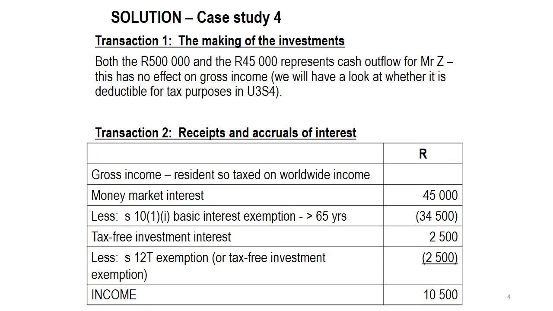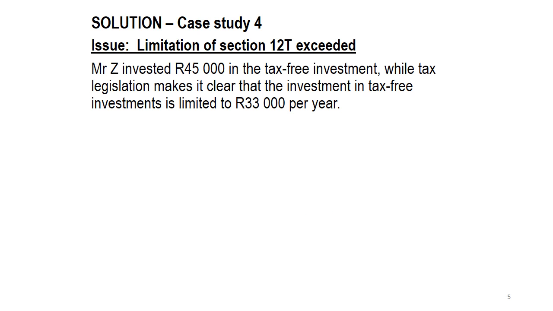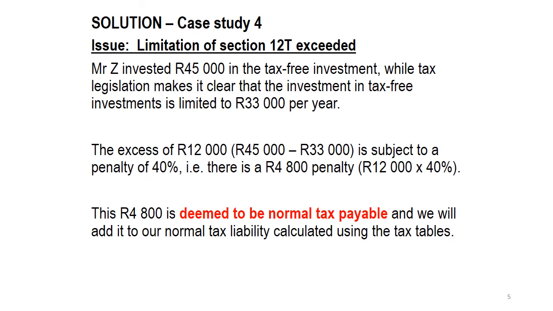In terms of the tax-free investment, the 2,500 Rand, it's not the basic interest exemption that gives this one. It is Section 12T, and we give the 2,500 Rand to leave us with income of 10,500. But we're not done, because the problem is that he exceeded his investment limit of 33,000 Rand per year in terms of the Section 12T tax-free investment, because he invested 45,000 Rand. So we have an excess of 12,000 Rand, and this is subject to a penalty.